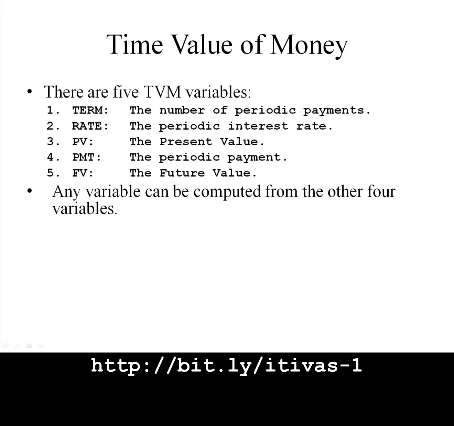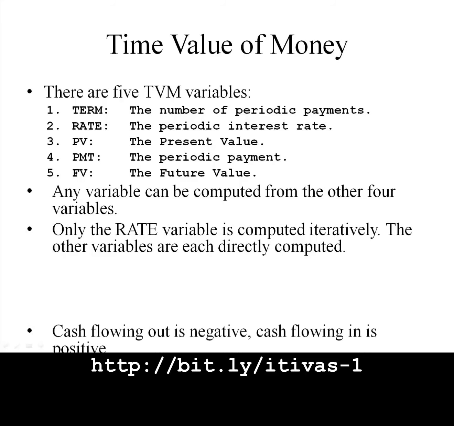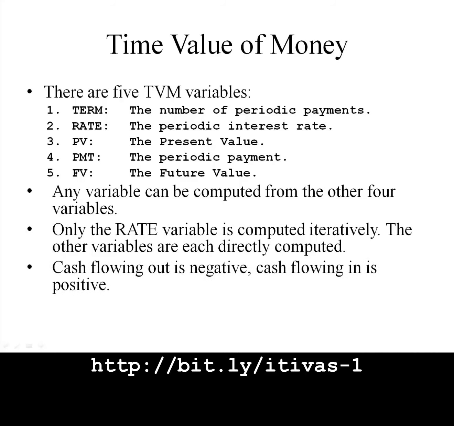Any variable can be computed from the other 4 variables. Only the rate variable is computed iteratively. The other variables are each directly computed. Cash flowing out is negative. Cash flowing in is positive.